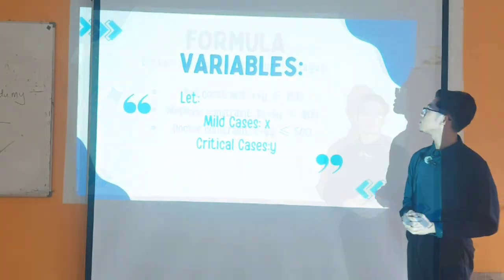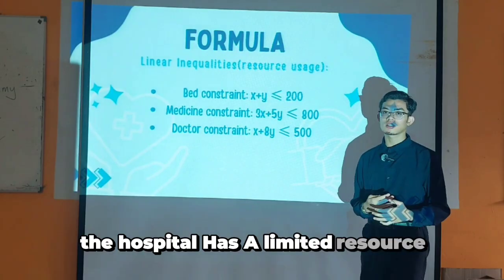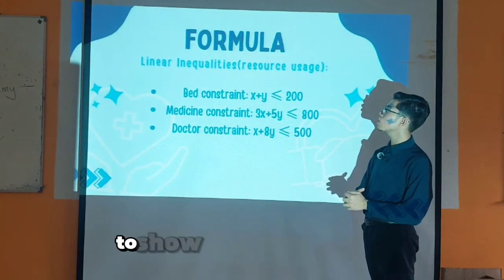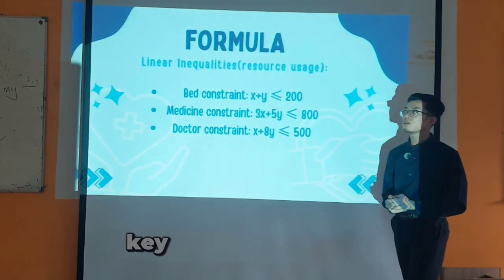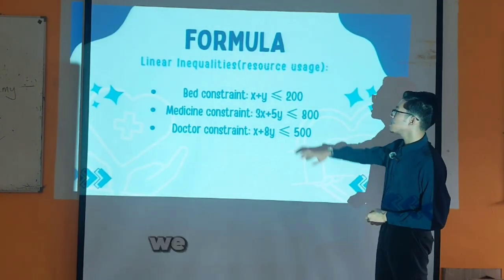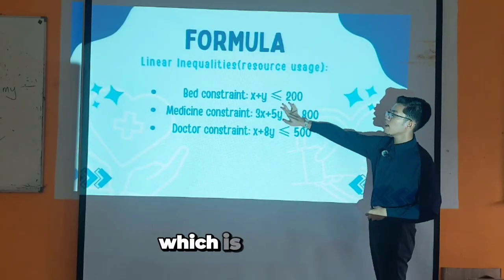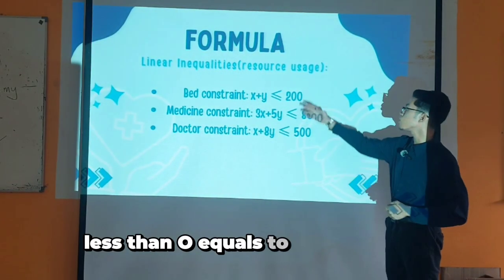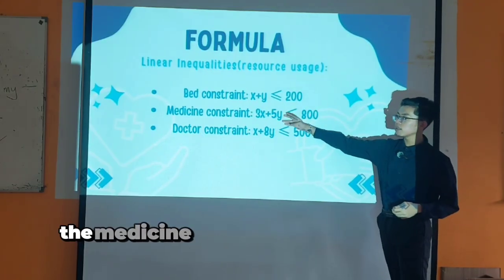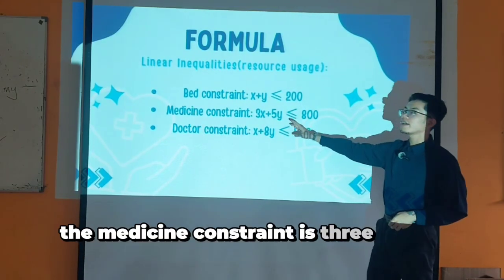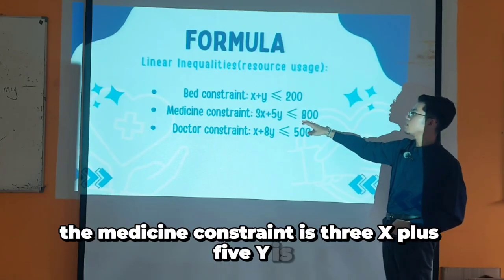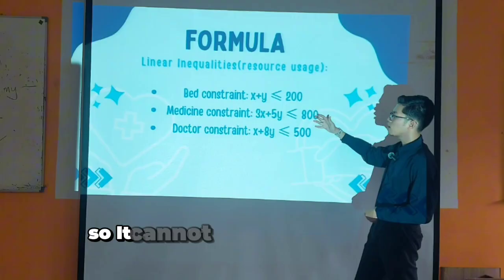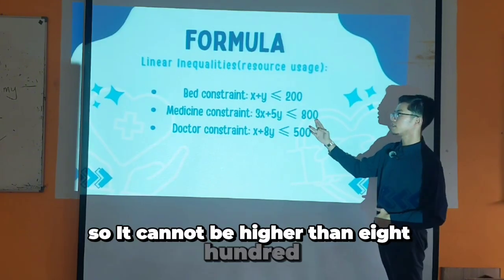Okay, next slide. The hospital has limited resources, so we will be using linear inequalities to show the resource usage. For the first equation, we use the beds, which is x plus y is less than or equal to 200. However, the medicine constraint is 3x plus 5y is less than or equal to 800. So it cannot be higher than 800.